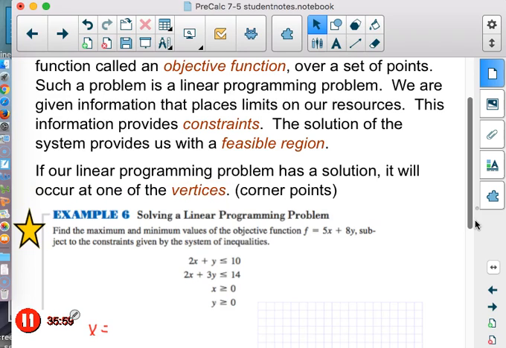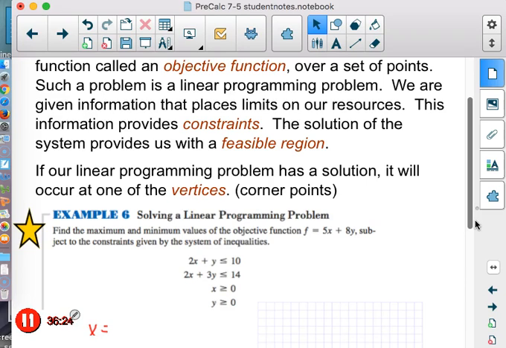Some books do call them corner points. I just feel like that's being awkward. And we know that in geometry, when you have a shape that has vertices, those are the corners, where the sides come together. So you will notice this is exactly what we just graphed in example 5: 2x plus y is less than or equal to 10, 2x plus 3y is less than or equal to 15, x is greater than or equal to 0, and y is greater than or equal to 0.